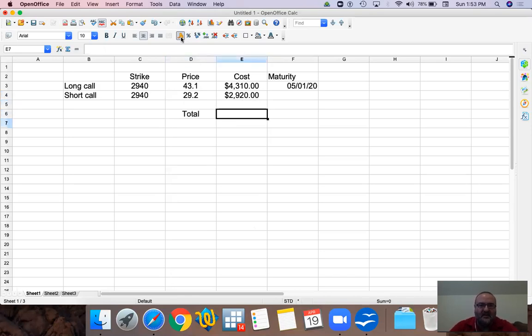So the total then will be, since we are paying this and then we are collecting this, that we actually pay $1,390 for this specific horizontal calendar call spread. Now notice our cost went from $4,300 with a naked long call with a long maturity down to $1,390 for a horizontal time spread or a calendar spread with calls.